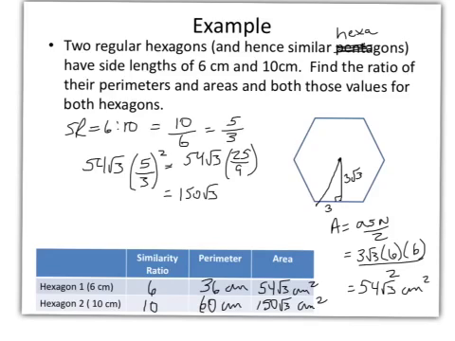So my similarity ratio is 6 to 10. So if I'd found the area of the bigger hexagon first, I would have wanted to multiply the bigger hexagon by 6/10 squared. Since I found the area of the smaller hexagon first, I multiplied it by 10/6 squared, which is 5/3 squared. I hope that makes sense to you, how to get from bigger to smaller and smaller to bigger. Okay? So the ratio of the perimeters to each other was 6:10.